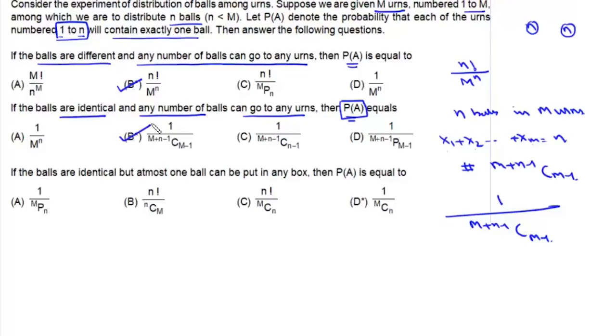Now it says, if the balls are identical but at most one ball can be put in any box, then what is P(A)? If only one ball can be put into one box, then for the total number of ways of distributing these balls, from these m urns we have to choose any n urns, which can be done in mCn ways. Once we have chosen n urns, the balls can be distributed in only one way because the balls are identical. Again for A, n balls are put into the first n urns, so it will be simply 1. So the required probability will be 1 upon mCn, and that's your option D.